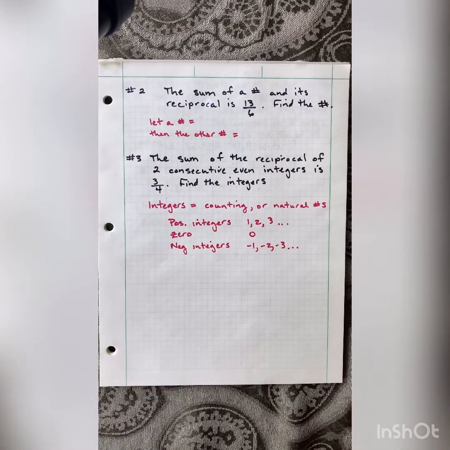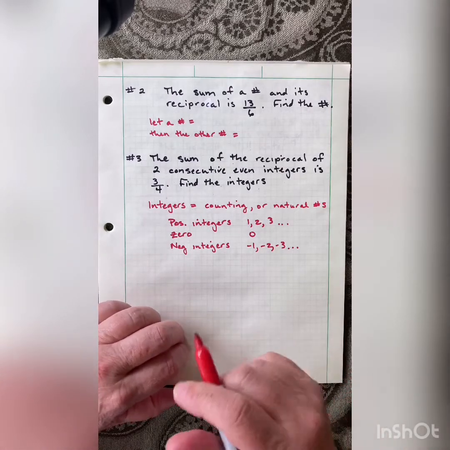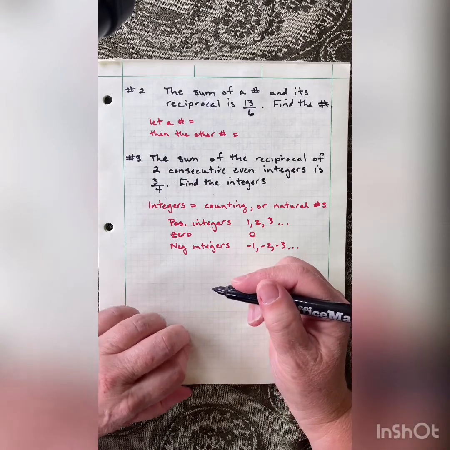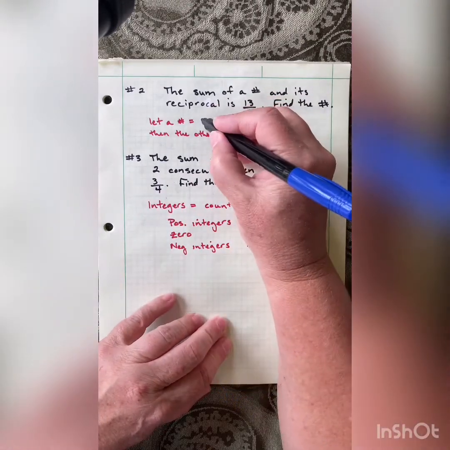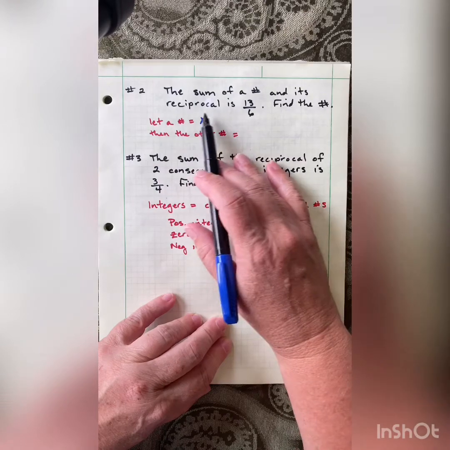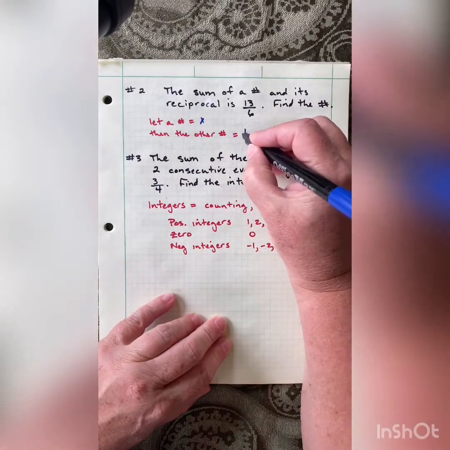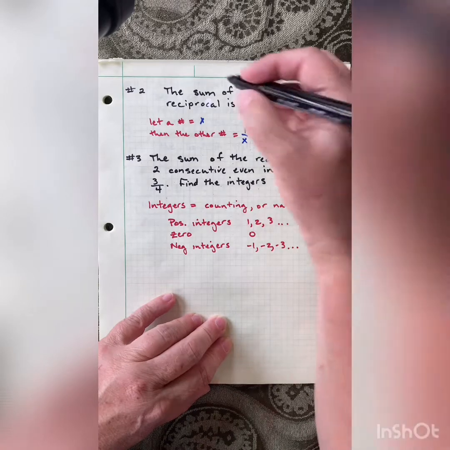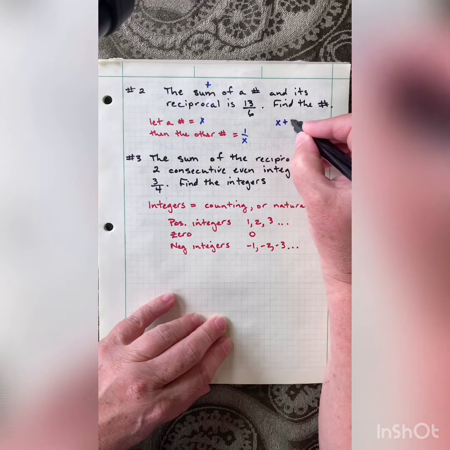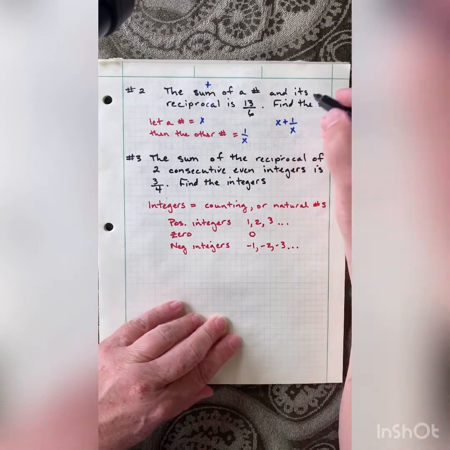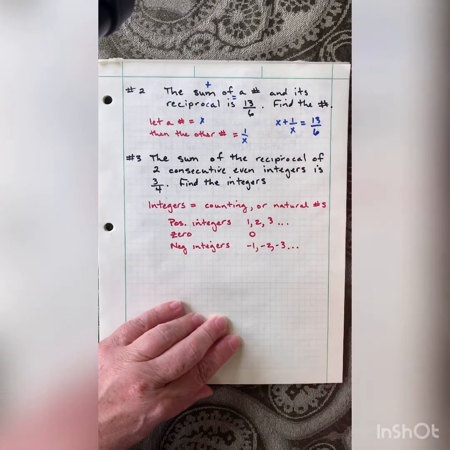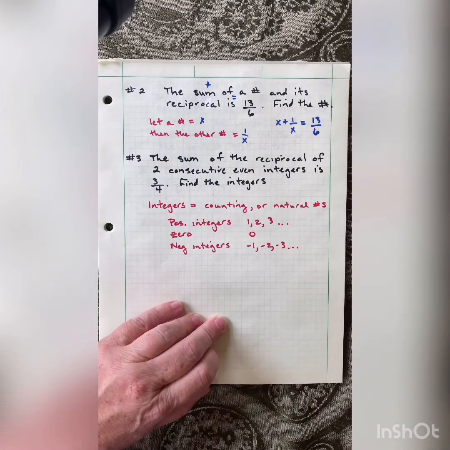I'm going to get you started on this one, and you will need to finish. The sum of a number and its reciprocal is 13/6. Okay, so we're going to let one number be x. The sum of a number and its reciprocal. Okay, so the reciprocal is the other number, so that is going to be 1 over x. The sum is addition. So we're going to add those together, and we'll get x plus 1 over x, our equal sign, equals 13/6. All right, you guys take it from there.